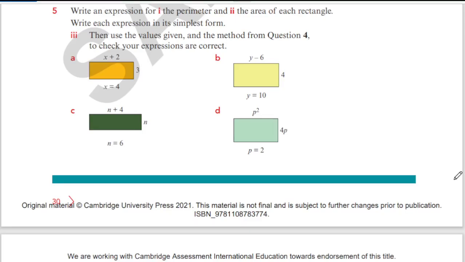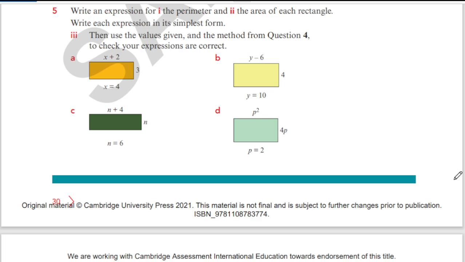Hello, Assalamu alaikum everyone. In this video, I'll continue exercise 2.2 from question number 5. We did up to question number 4 in our previous video. So we'll continue this video with question number 5, in which we were learning how to construct an expression.